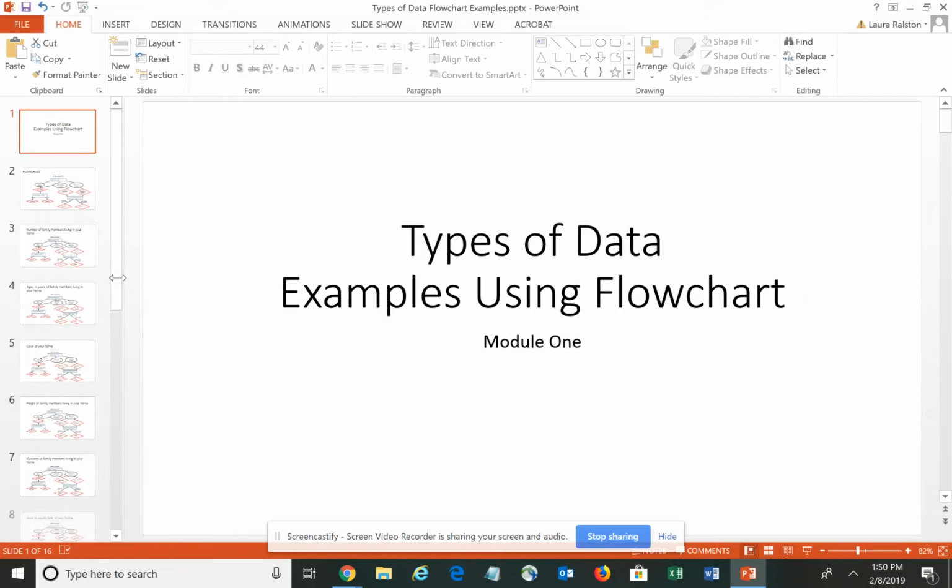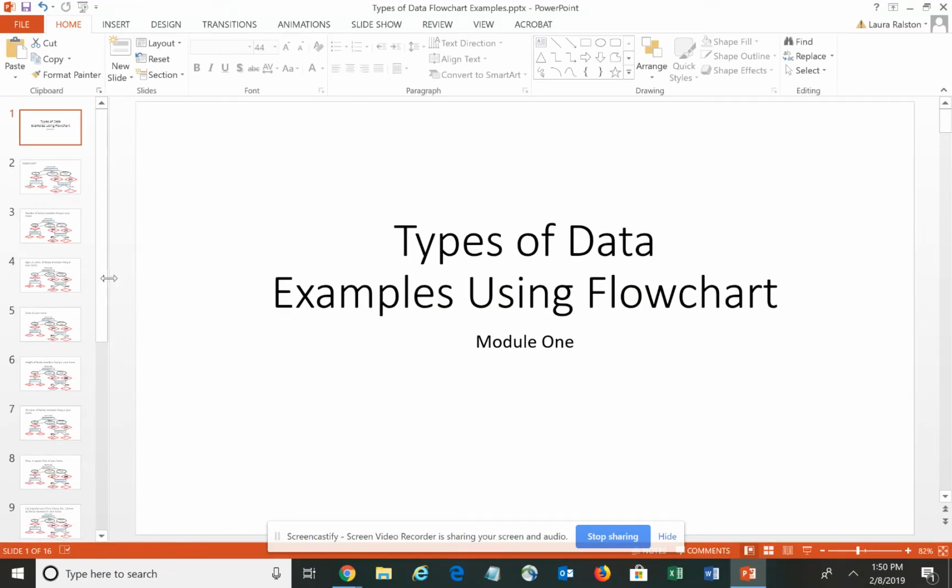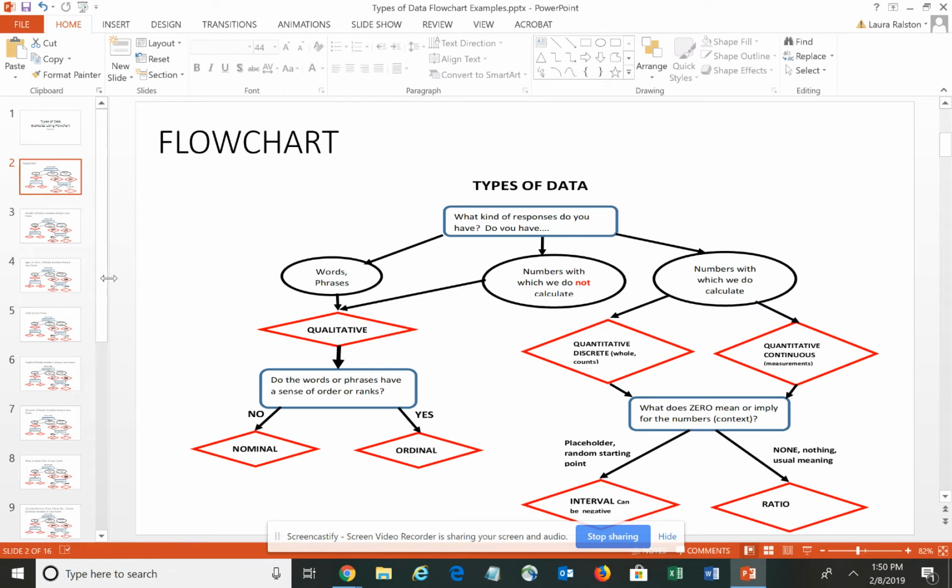Okay, I want us to take a look at some additional examples of identifying the type of data you have. So many of you seem to be having difficulty with this particular concept or this particular problem. So, one of the things that I tried to do to maybe help you out is I created a flow chart, or kind of a decision tree, to help you make a decision.